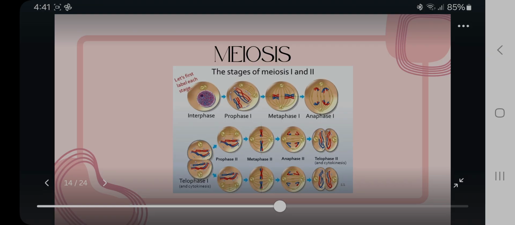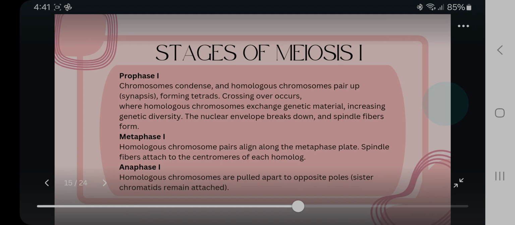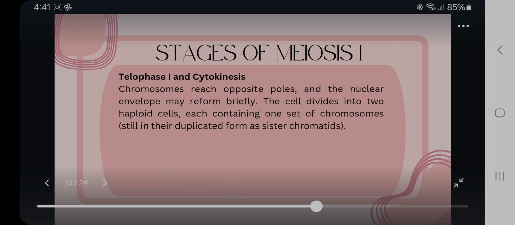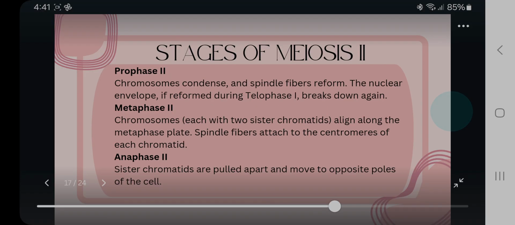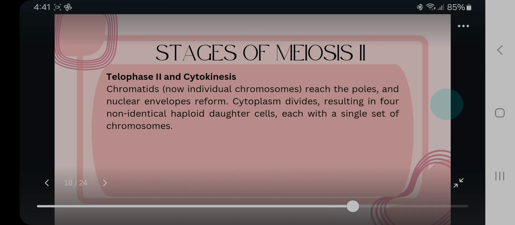So yeah, that was a lot to digest, but don't worry, I have slides explaining everything from meiosis 1 to meiosis 2. If you think I was talking a bit too fast and you didn't understand, you can always come back, pause the video and look at the different points on meiosis 1 and meiosis 2 to make sure that you understand it.